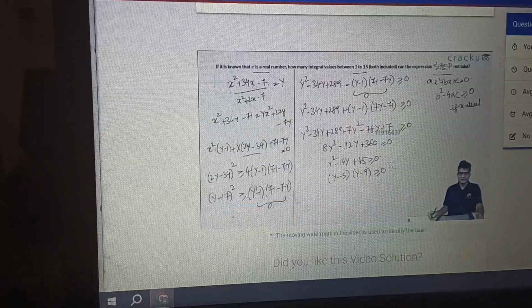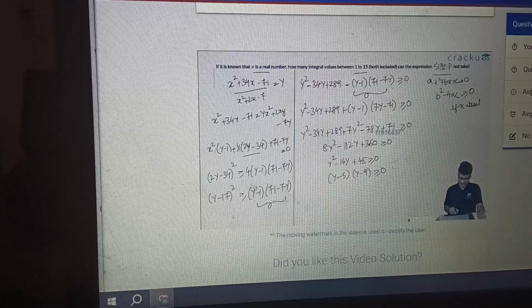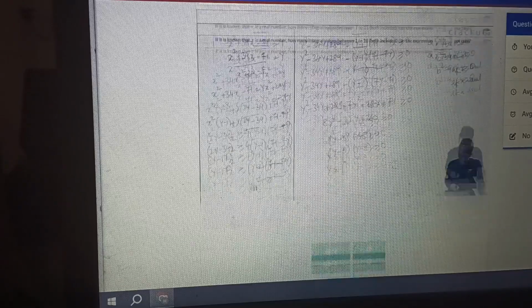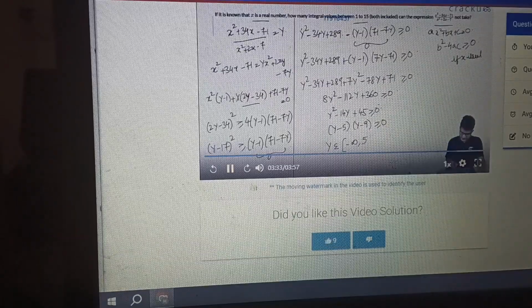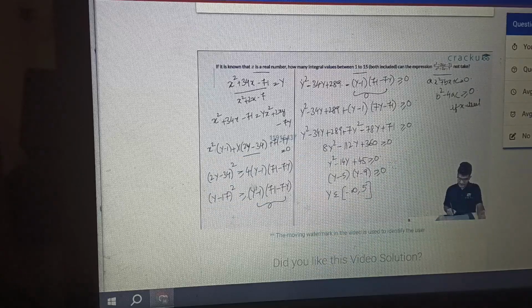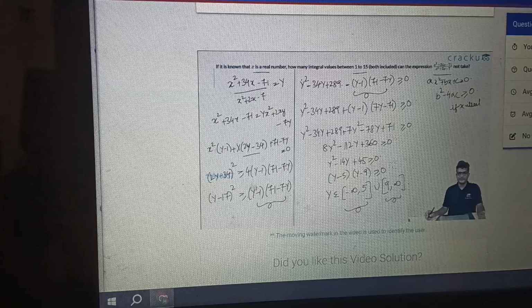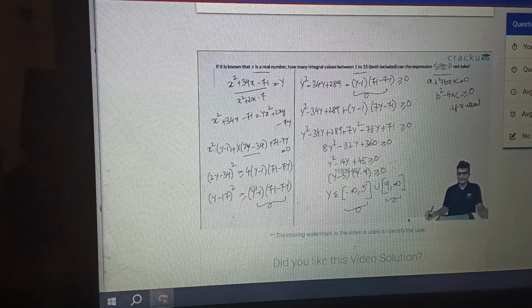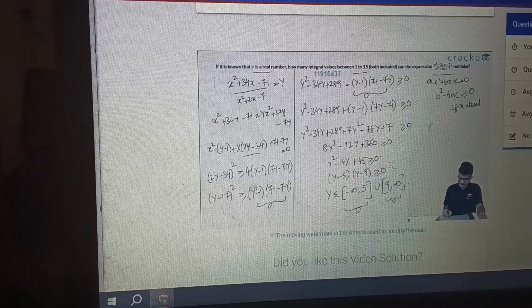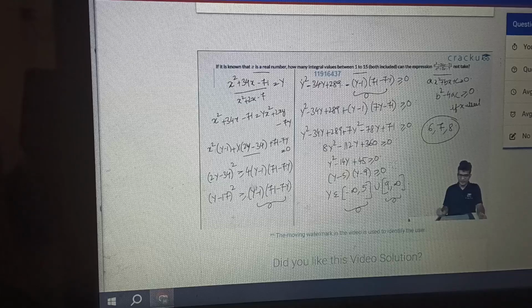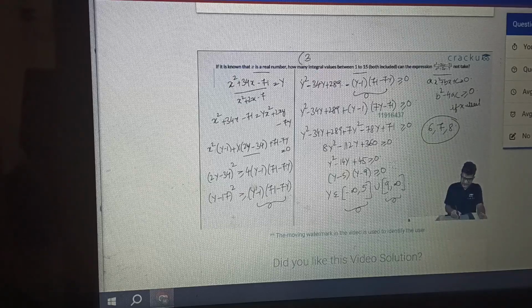This would imply that the value of y will belong to minus infinity to 5 included, union 9 to infinity. So y can take all the values from minus infinity to 5 and it can take values from 9 to infinity. We are told that y is an integer, so what are the integral values that y cannot take? The integral values will be 6, 7 and 8, which lie between 1 and 15. So the required answer is that y cannot take 3 values.